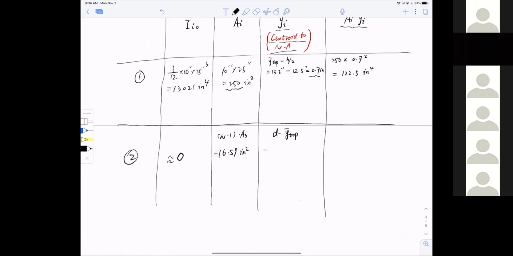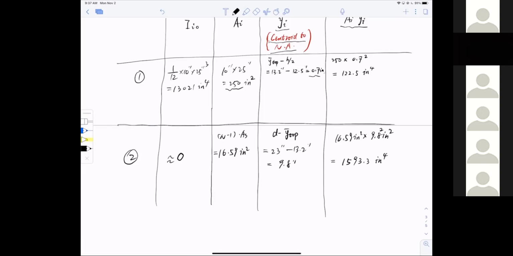D is 23, minus 13.2, and I have this number to be 9.8 inches. Then subsequently I do the calculation. This is 16.59 inches squared multiplied by 9.8 inches squared, and I have this to be 1593.3 inch to the power 4.